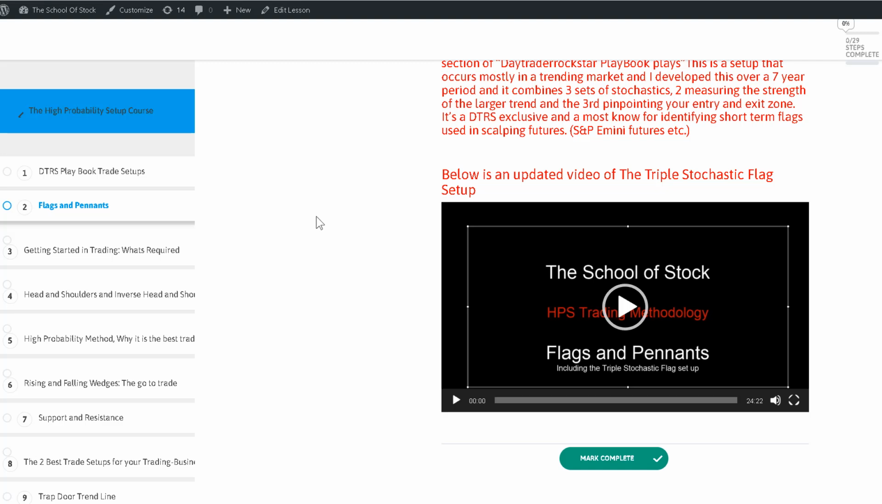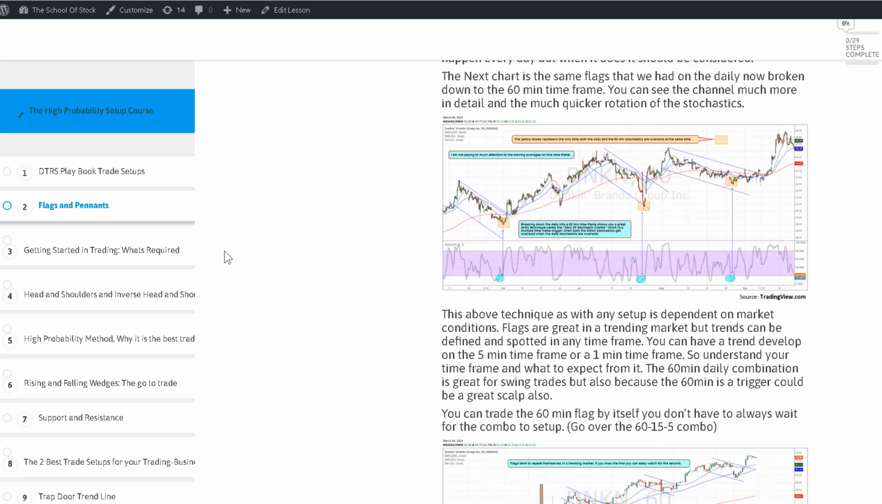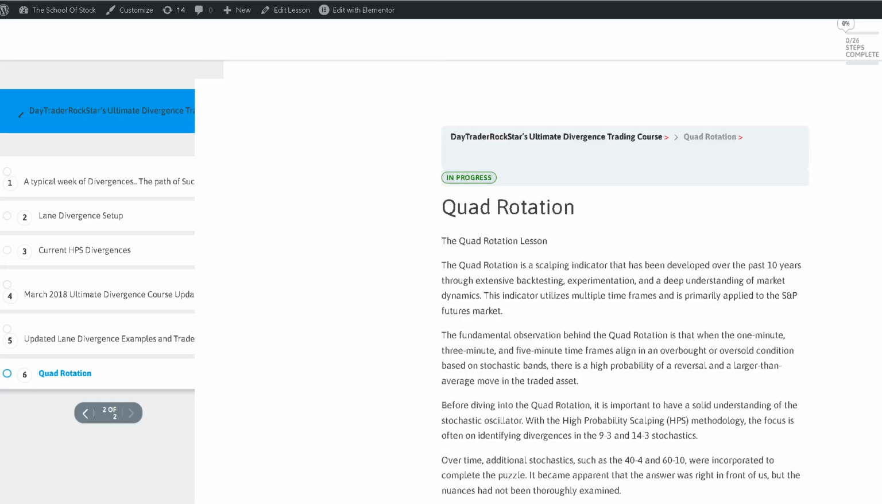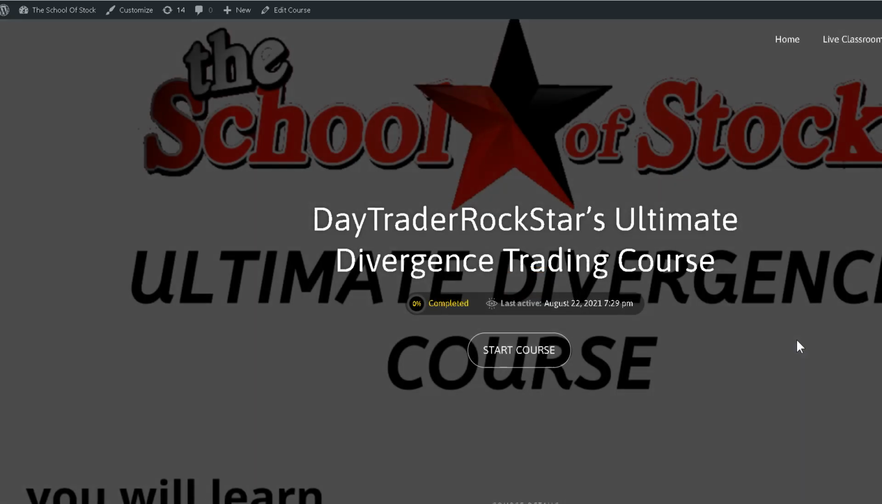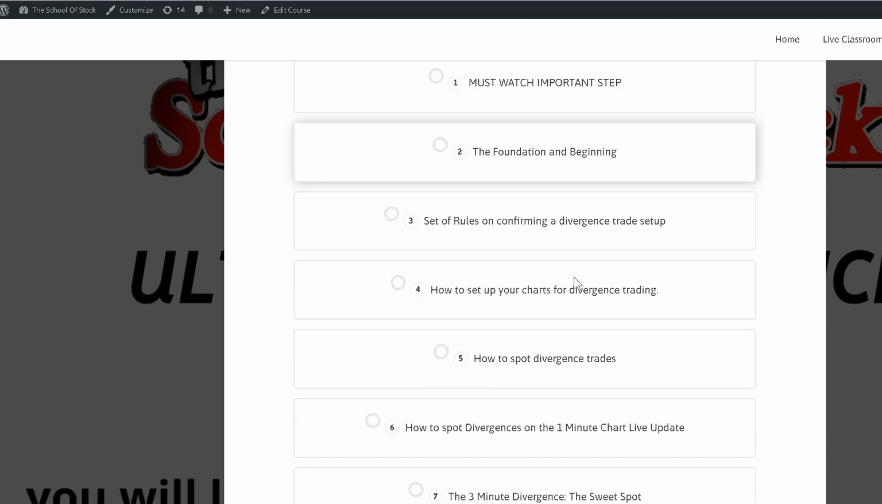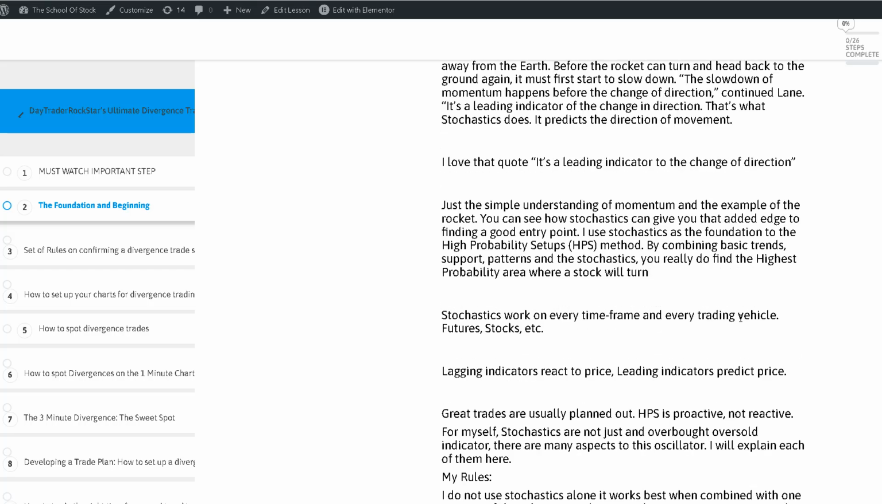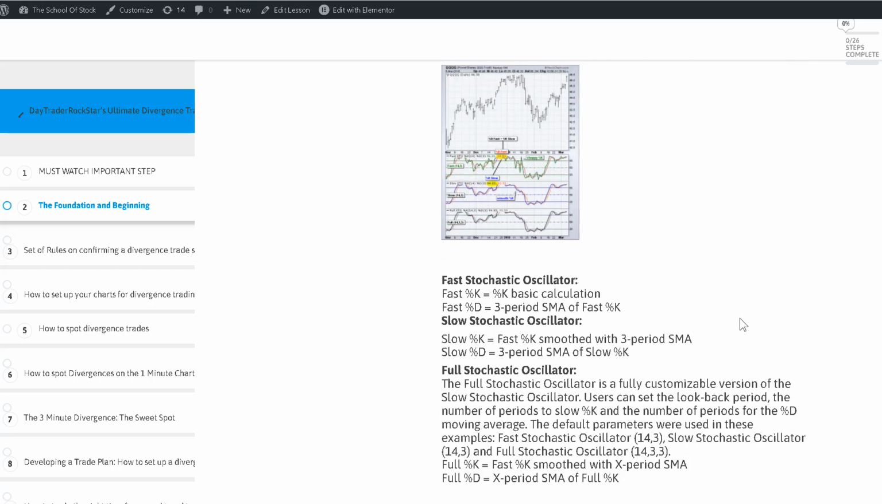But let's jump into the quad rotation. Now, the quad rotation is under the Ultimate Divergence course. So you just go to the Ultimate Divergence course and you scroll down and you see all the different things, rules of confirming divergences, foundation in the beginning. It's very important to start from the beginning: how divergences work, how to calculate them, how to figure them out, and what they all mean.